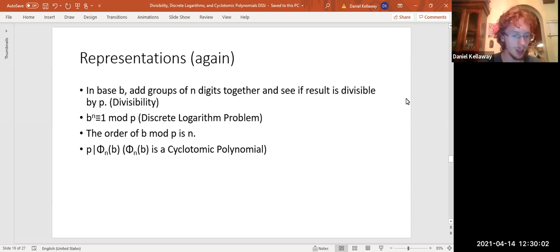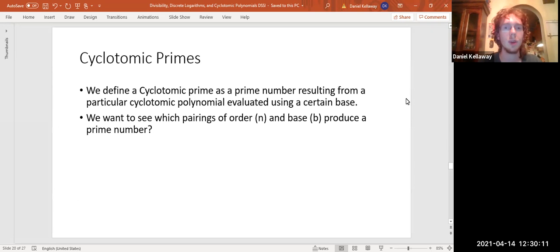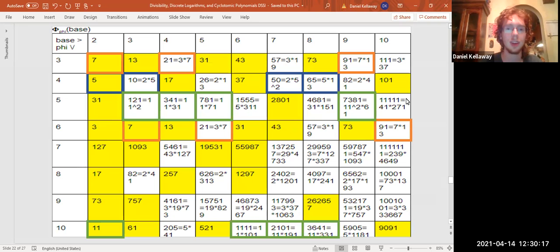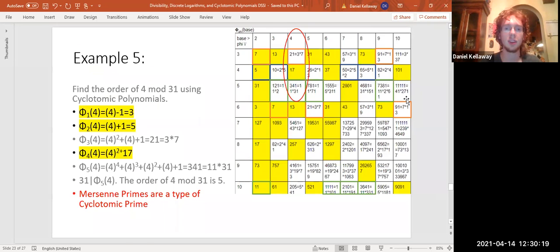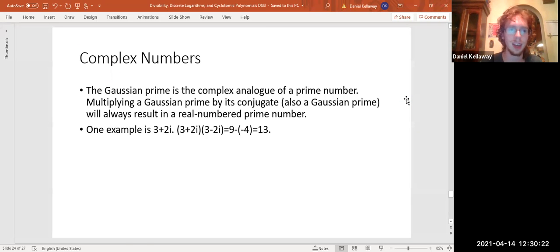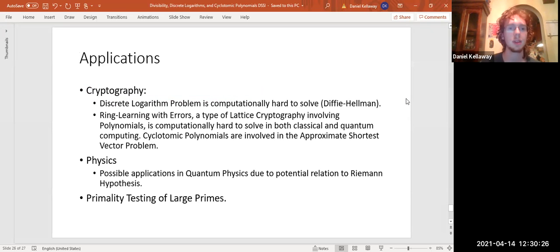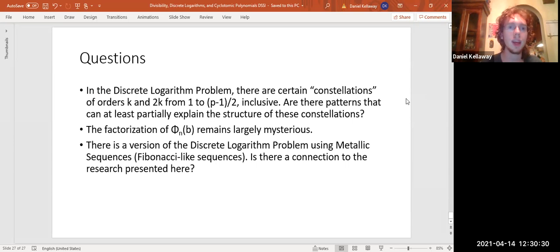So again, here are the representations of the problem we're looking at for finding the order. We investigated a few different areas like cyclotomic primes and the cyclotomic sieve. Here are the cyclotomic primes and the cyclotomic sieve in a table. We have the complex discrete logarithm problem. We have some applications. And we still have questions that we need to research.